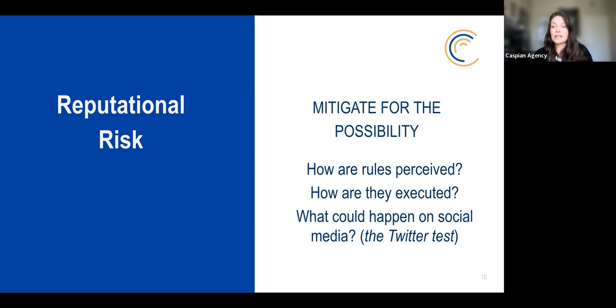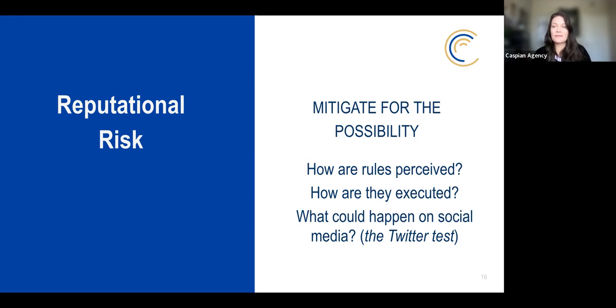Reputational risk, I think, is always good to speak about. How are the rules perceived that you put into place with your events, and how are they executed? Both of those are important because sometimes you put in great plans, but how are they perceived from the outside world? Secondarily, if vendors or event staff or people far down the chain are executing those rules, are they doing it the way that you'd want? And what I always think about is what could happen on social media. If you have an event staff member way down the line saying someone can't come in because of X, Y, and Z, what would be the Twitter test? If someone put that on Twitter, how would that appear?